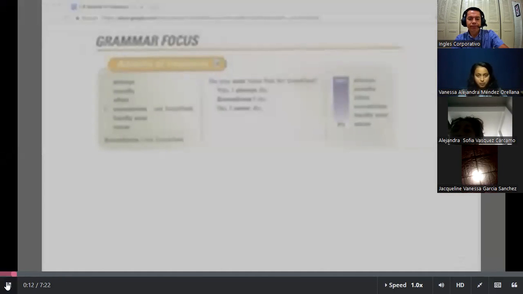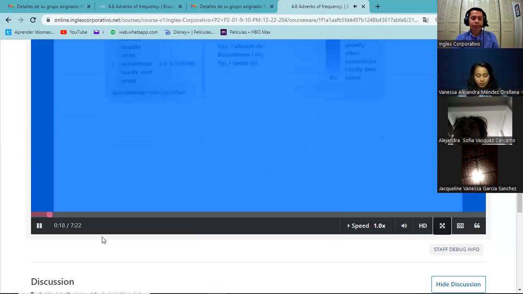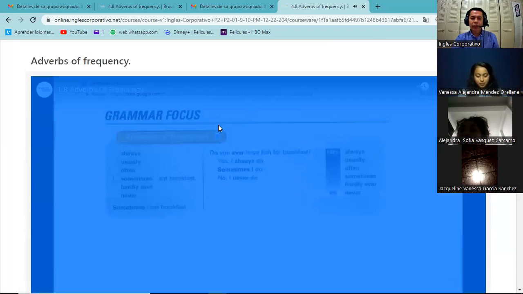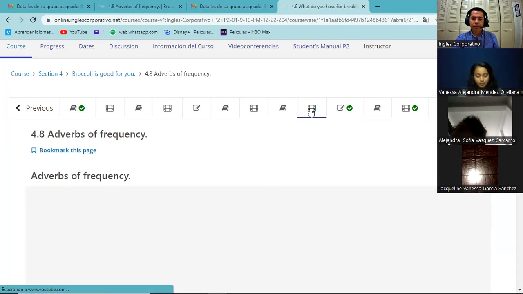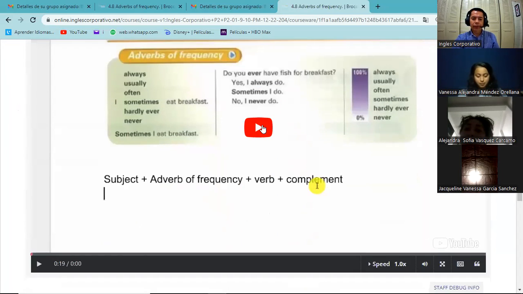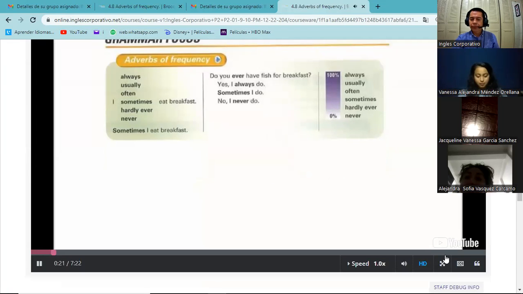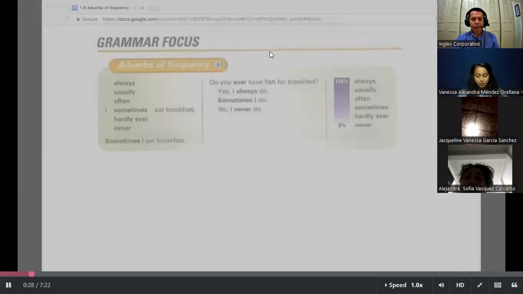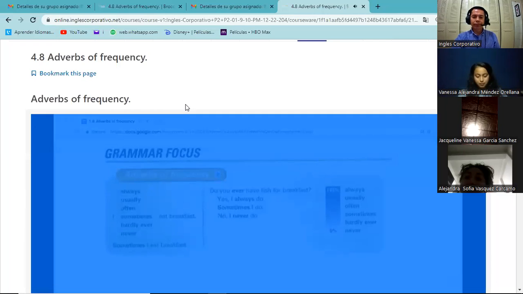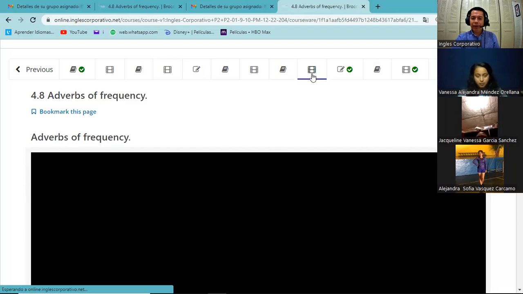Adverbs of frequency. I always eat breakfast. I usually eat breakfast. Something is wrong. Let me see. I often eat breakfast. I sometimes eat breakfast. I hardly ever eat breakfast. I never eat breakfast. Sometimes I eat breakfast. Do you ever have fish? No sé qué le pasa a la plataforma. Vamos a verlo en pequeño entonces.